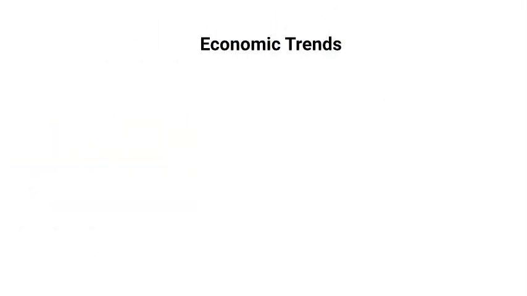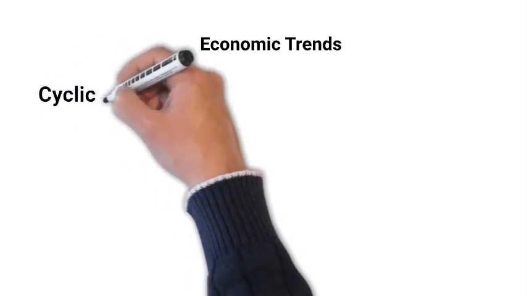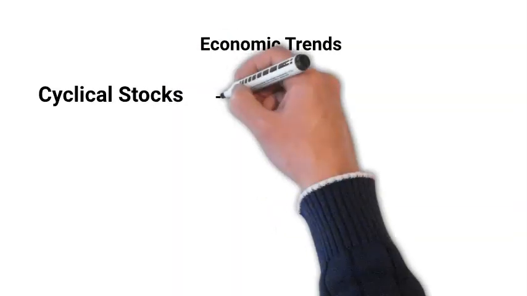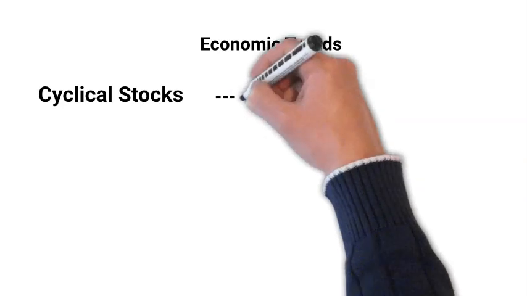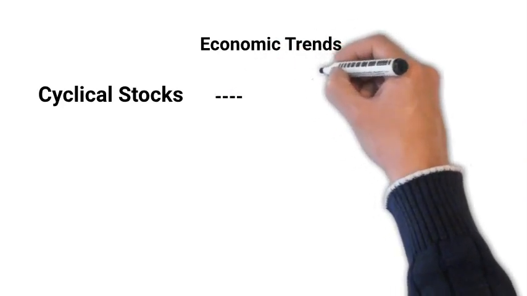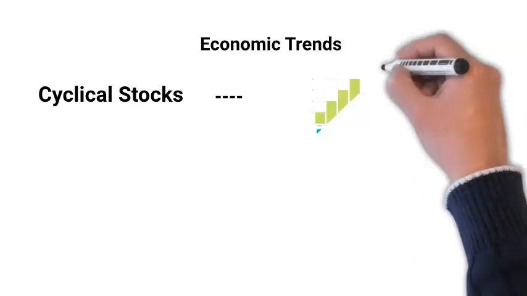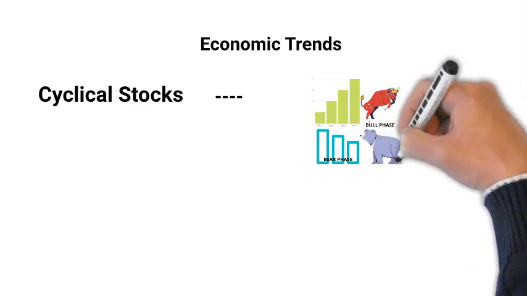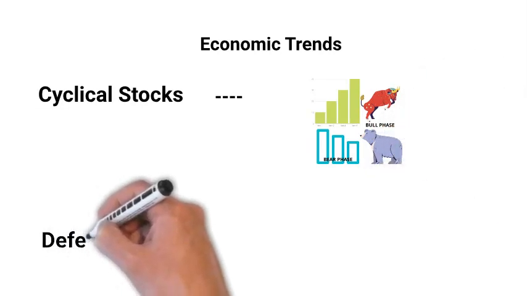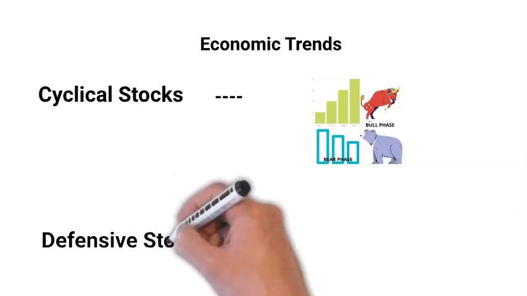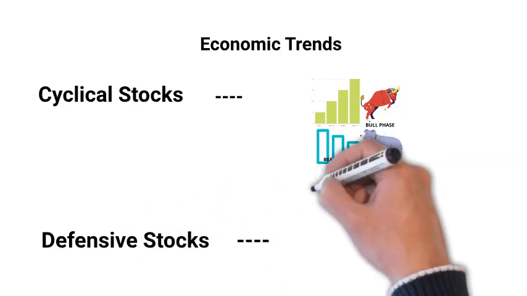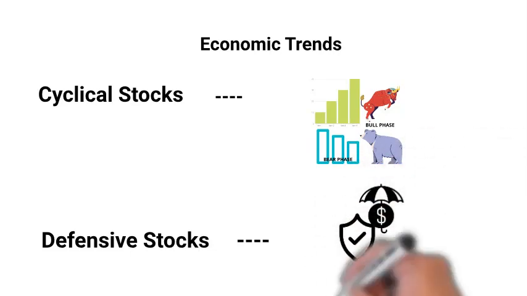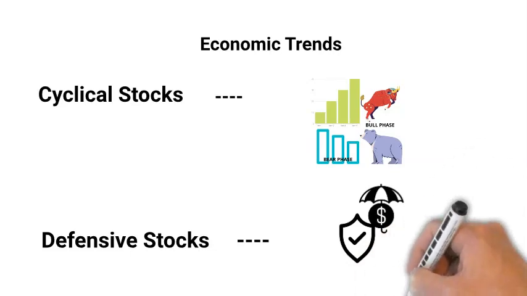Stock classification based on economic trends can be divided into cyclical stocks and defensive stocks. Companies whose profits are affected by the trends of the economy are known as cyclical stocks. These stocks do well when the economy is booming and move down when the economy is slowing down. Examples of such stocks are car manufacturers, auto ancillaries, hotels, and travel companies. Defensive stocks belong to companies whose growth is not affected by the trends of the economy. Their product or services range will always be in demand. Examples of such companies are FMCG, pharma, and hospital companies.